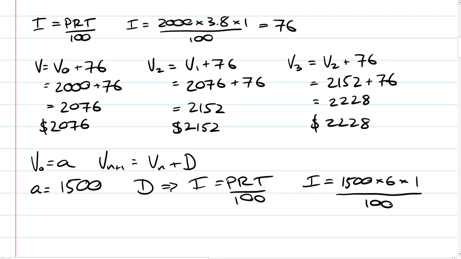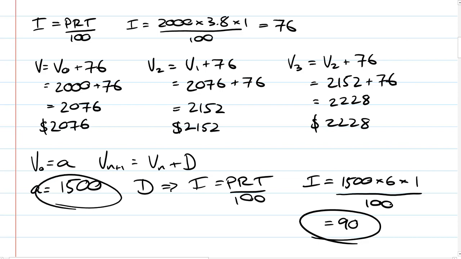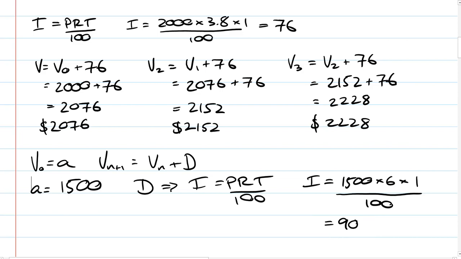A bit of quick maths tells us that 6 times 15 is 90. That should be $90 there. And our final result. So now that we have this $90 and this $1,500 for D and A, we can write down a recursion relationship, which will be V0 is equal to 1,500, Vn plus 1 is equal to Vn plus 90.